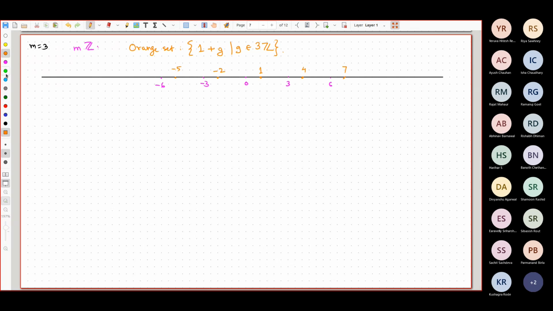Similarly, if I draw another set over here, the set of numbers which are 2 mod 3: this is 2, 5, minus 1, minus 4, minus 7. So this cyan set is the set of all numbers of the form 2 plus g, such that g is in 3Z.